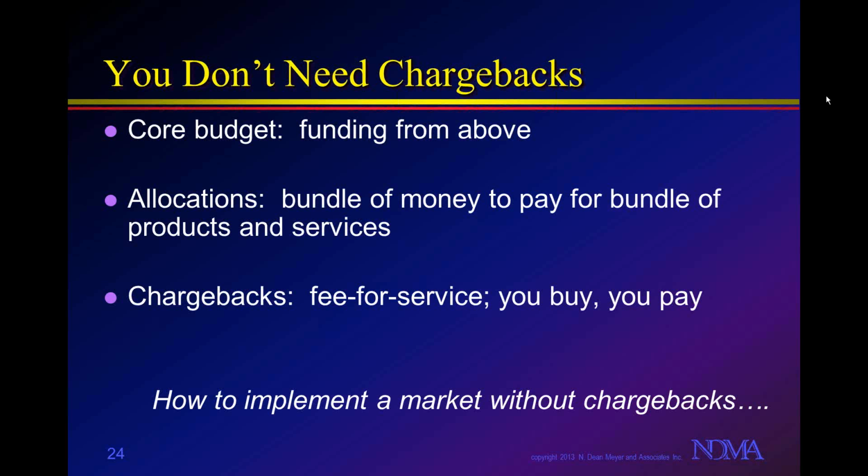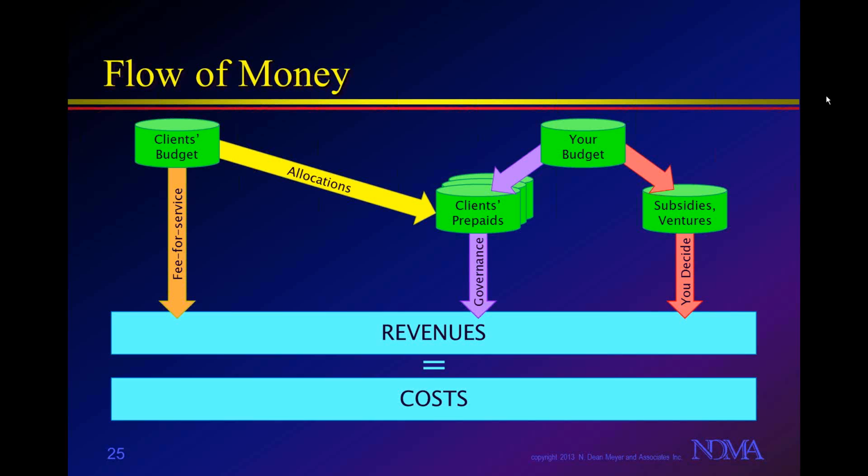There are three sources of revenues, three ways money can flow through to you. One is direct budget. That is budget coming down from your boss. Your boss gives it to the CIO, and CIOs distribute to the managers and so on. Another form is allocations, big bundles of money based on high-level formulas that come to you. And another is chargebacks, that is fee-for-service, where you buy, you pay, you don't buy, you don't pay. All three of those are sources of revenues to IT, revenues which buy products and services and cover your costs. So let's look at how this works. I'll draw you a picture.